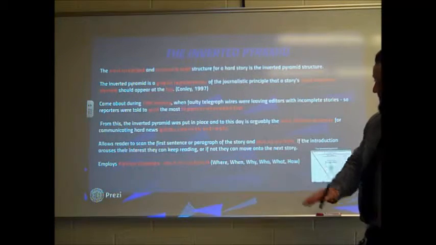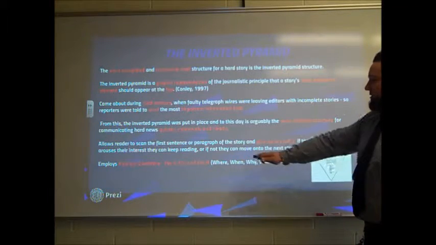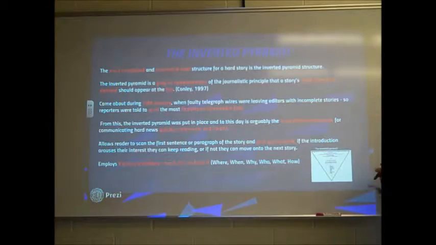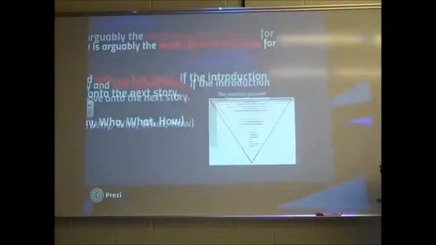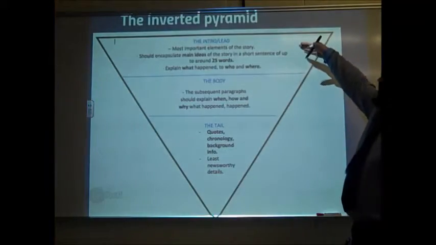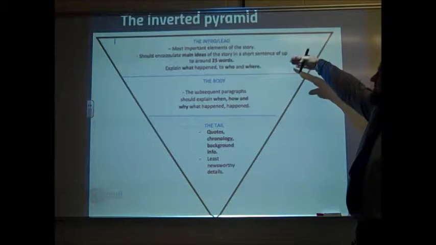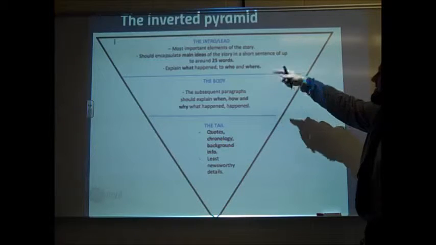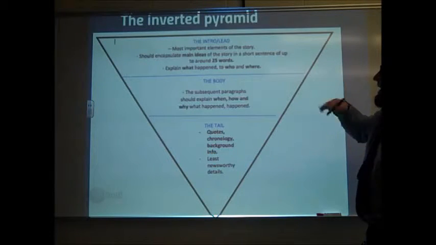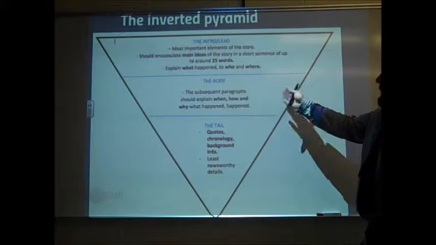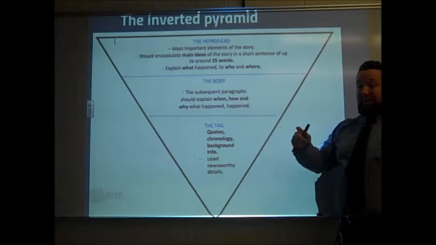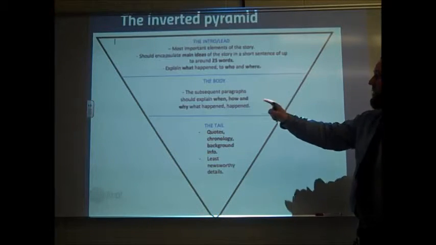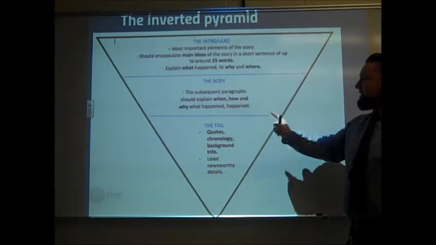It employs what we call Kipling's questions, right, which are the 5 W's and the H: where, when, why, who, what, and how. So here's what it looks like. Intro or lead: most important elements of the story should encapsulate the main ideas of the story in a short sentence of up to 25 words. Explain what happened, who, and where. Then the body is the subsequent paragraphs. That's all of them after the lead. It should explain when, how, and why what happened.